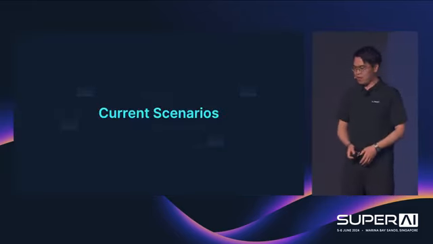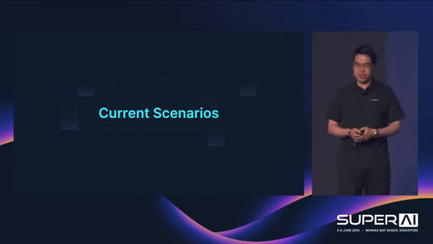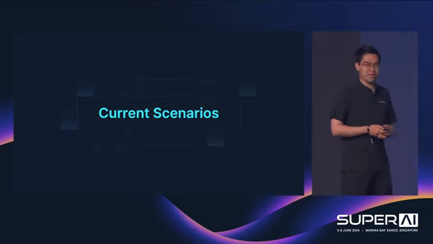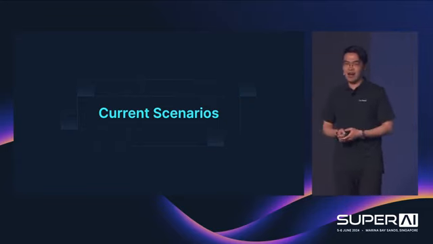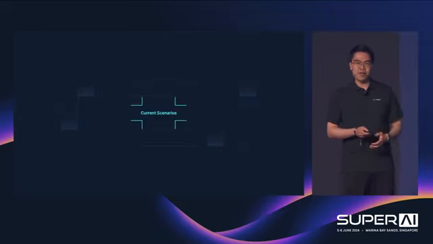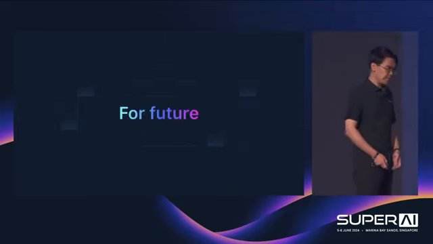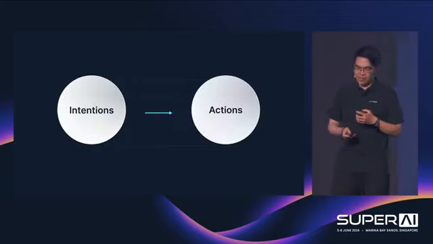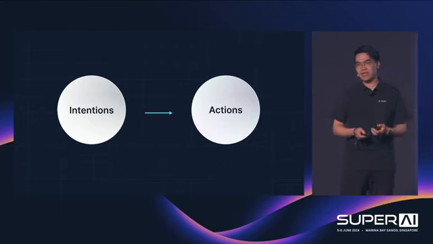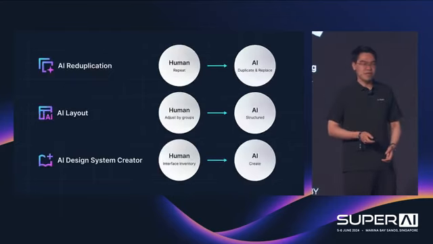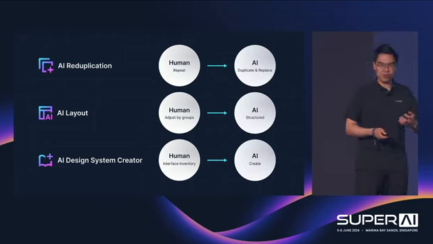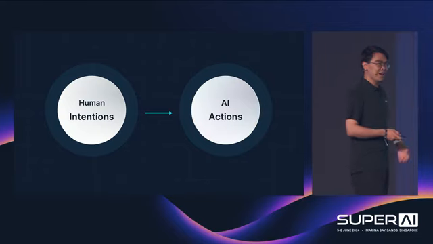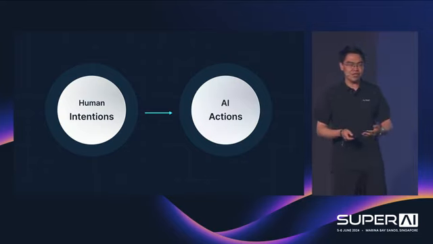OK, the previous functions I introduced zoom in on current working scenarios of designers and design teams. And I think now we need to zoom out a bit. We need to think about the future. If we try to describe what design is, it may be like this: design is from intentions to actions. When we put our previous features into this model, it works: the human has the intentions first, and we let the AI take actions for these intentions.